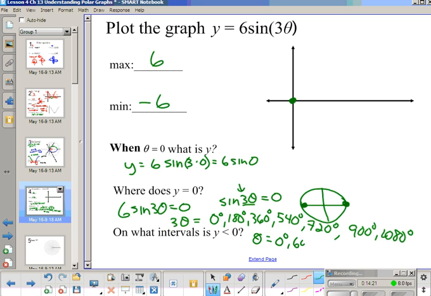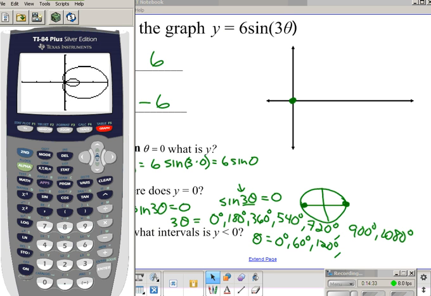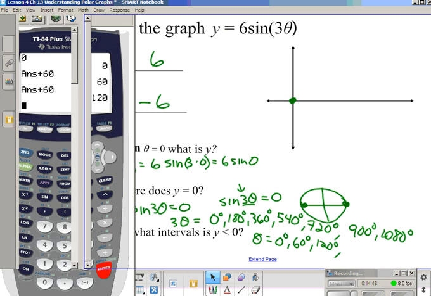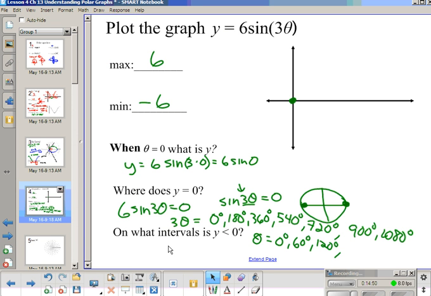So at 0, at 60, at 120, if you divide 540 by 3, you can see we're going up by 60 every time. So if I come out here, I can find some of my answers if I take 0, enter, and add 60. That'll give me some multiples: 120, 180, 240, and so forth. Okay, on what intervals is y less than 0?